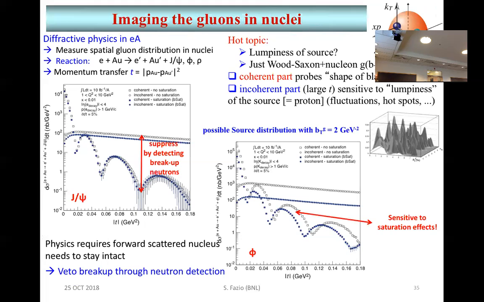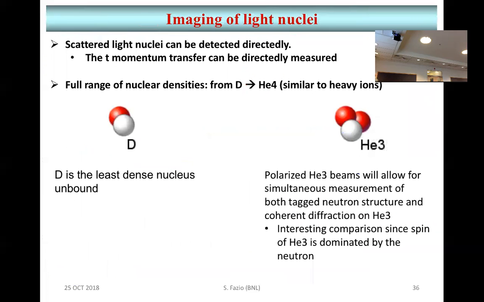Since we are talking about heavy nuclei here, you may expect, if you are close enough to the saturation scale, to see some effects of saturation, and especially some probes like the phi are more sensitive than others to the saturation, and this is a simulation that is done with a model containing saturation in white or not containing it in blue, showing the intensity difference.